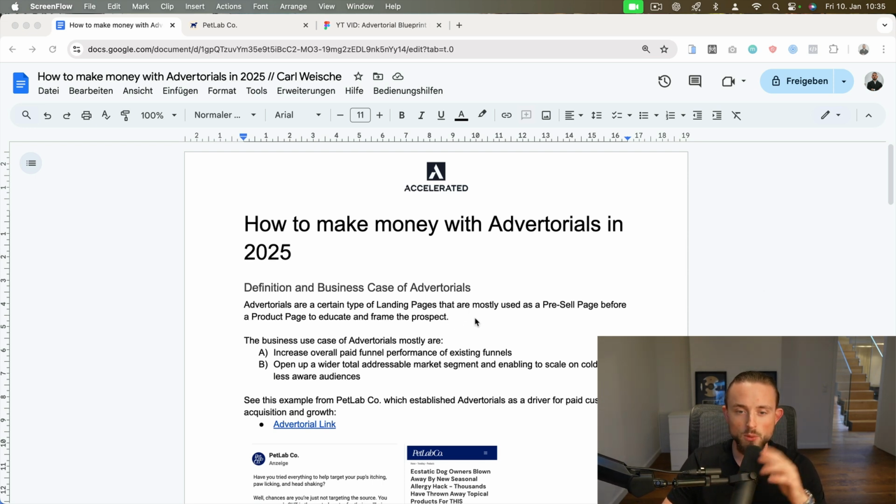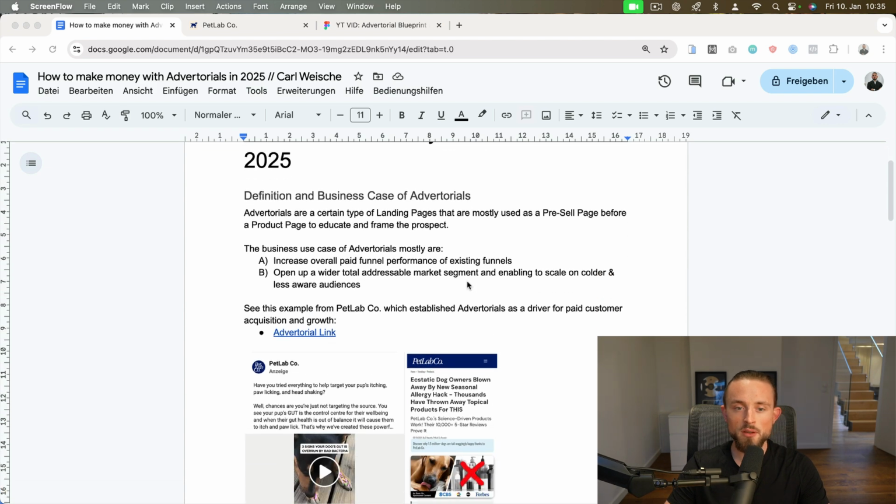So basically, what are advertorials? Advertorials are a certain type of landing page that you push the traffic to after they click on the ad that are mostly used as a pre-sale page before the actual sales page to educate and frame the prospect. So mostly the business use case of advertorials are to increase the overall paid funnel performance of the existing funnels, and secondly, to open up a wider total addressable market segment and enable you to scale on colder and less aware audiences.